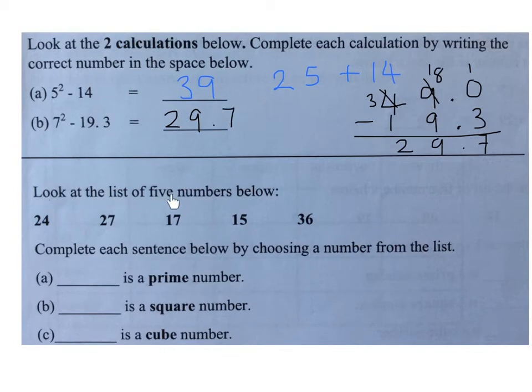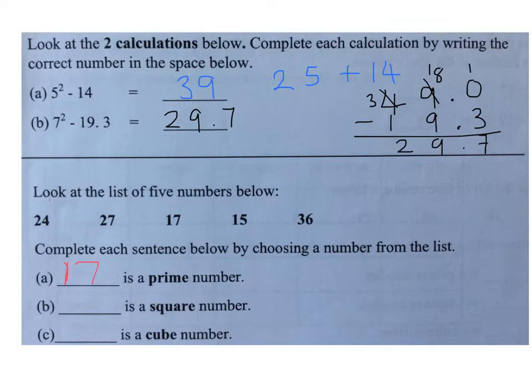Look at the list of 5 numbers below. 24, 27, 17, 15 and 36. Complete each sentence below by choosing a number from the list. So which of the numbers is a prime number? Remember, prime numbers can only be divided by themselves and 1. And of the options above, 17 is our prime number.